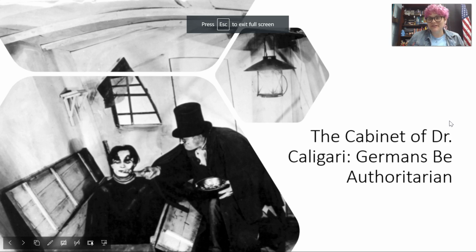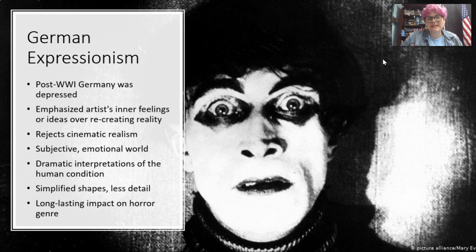Hello. So today we are going to talk about the German expressionist film The Cabinet of Dr. Caligari. First, let's talk about German expressionism. After World War I, Germany was super depressed, both metaphorically and economically. Germany was totally screwed over by the Treaty of Versailles, and their money had become virtually useless, valueless during that period of time. So expressionism became an art form that became really popular during that period between World War I and World War II.